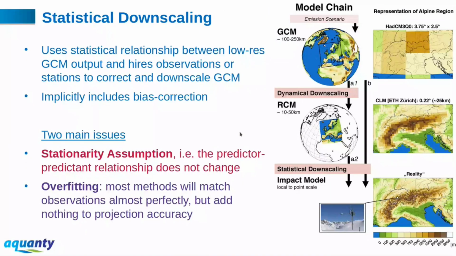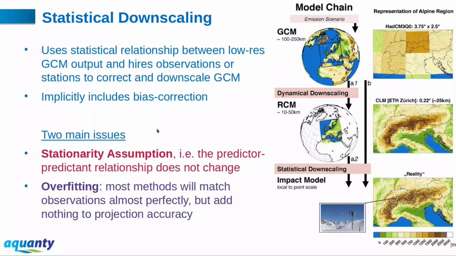Statistical downscaling, very briefly. You can apply it to GCMs directly, but you can also apply it to RCMs and then downscale to a very small scale. There's a lot of statistically downscaled data available for GCMs that downscales them to about 10 kilometer resolution. So in this sense, you're at a similar level as a regional climate model would get you. But then you can also drive that even further. Statistical downscaling essentially already includes bias correction, so you don't need to worry about that separately.